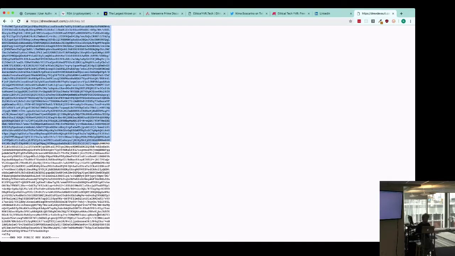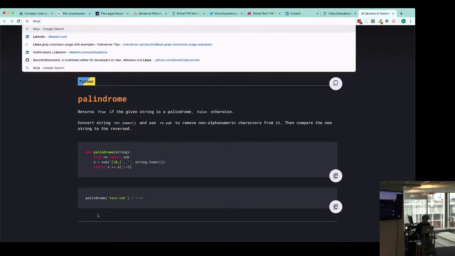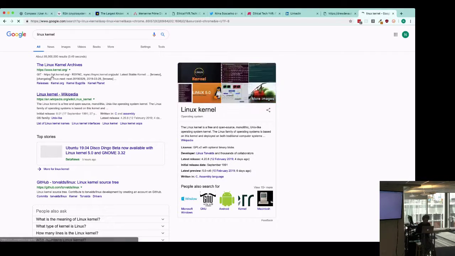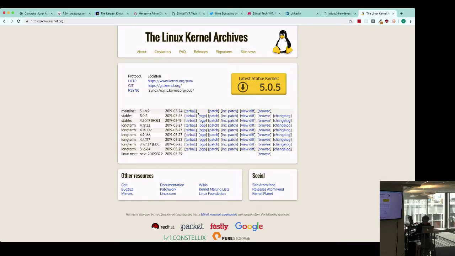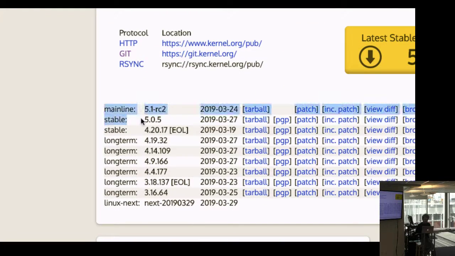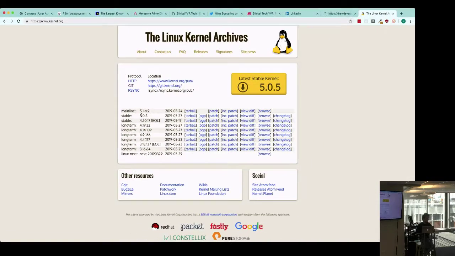Right? This is his entire public key, and he's made it public. If you go download things like the Linux kernel, for example, the Linux kernel is the thing that Linux operating systems are built around, like Ubuntu or whatever.